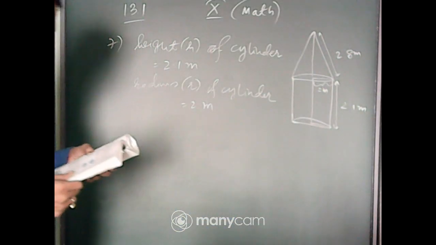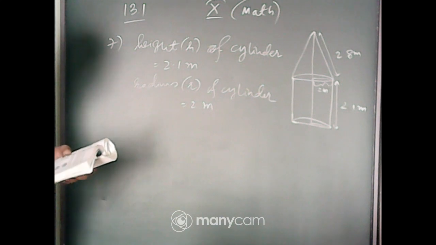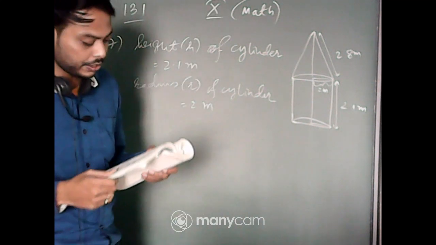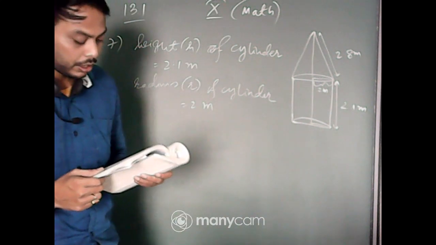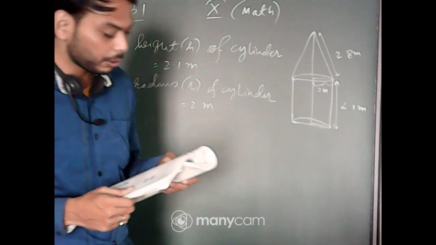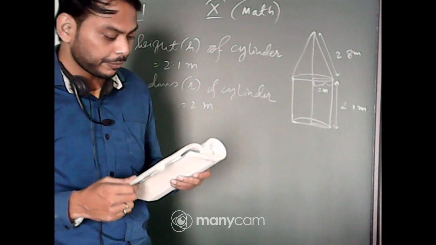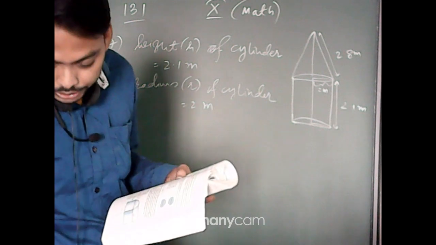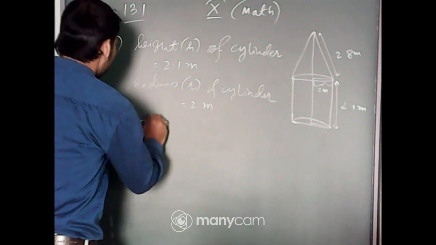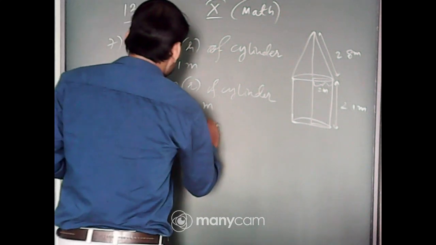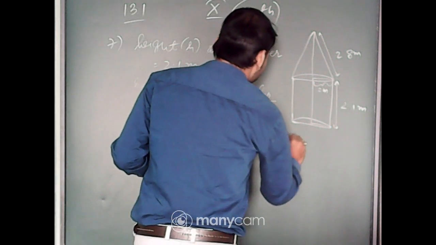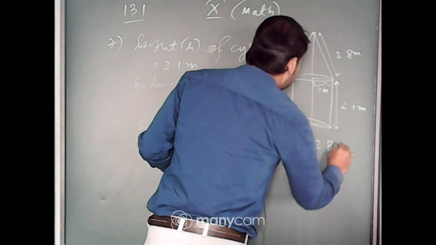Find the area of the canvas used for making the tent. Also find the cost of the canvas of the tent at the rate of rupees 500 per meter square. Note that the base of the tent will not be covered by the canvas. So these are the given things. Slant height L of the conical portion is 2.8 meter.